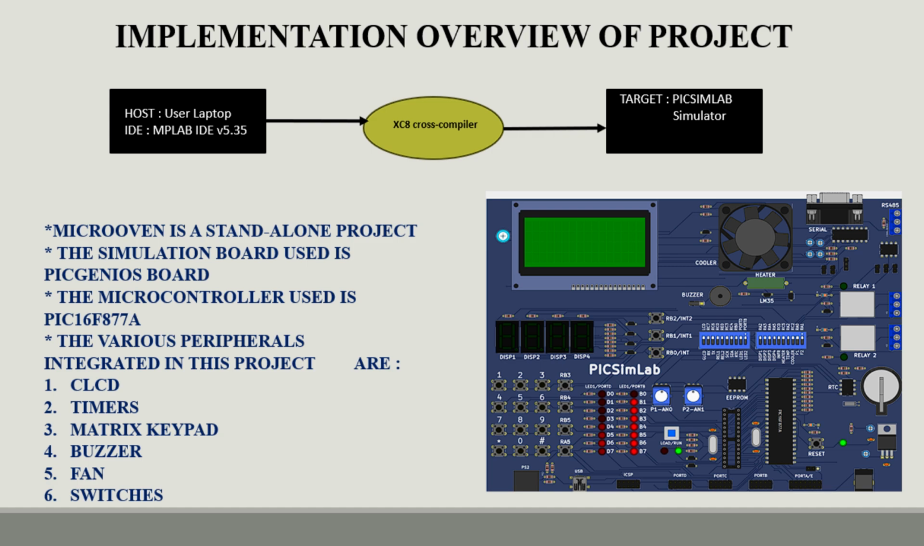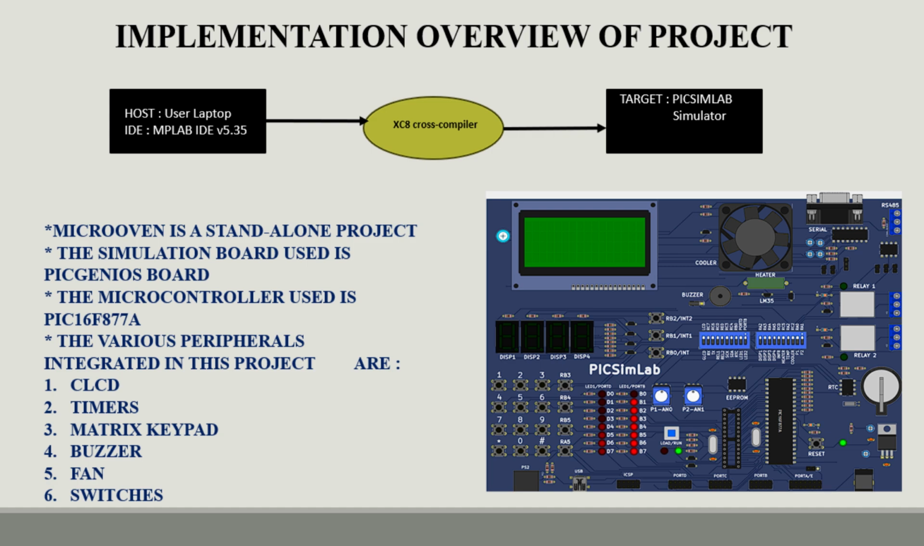The cross compiler used is the XC8 cross compiler, which is a software tool that will generate code that is executable for different computer platforms than the one it's running on. To be precise, it translates the code to run on a target architecture that is not the same as the host architecture. In this case, the host architecture will be that of the MPLab, and the target architecture will be that of the PiximLab simulator.